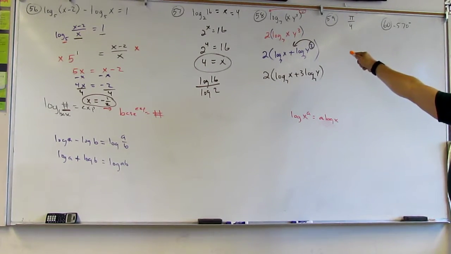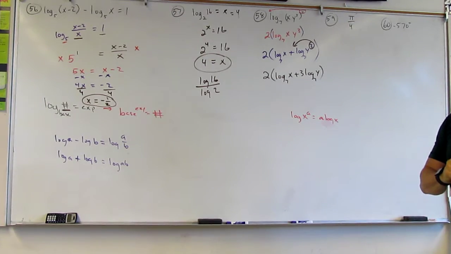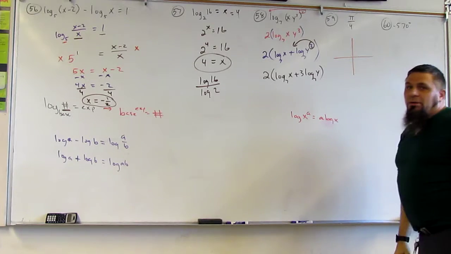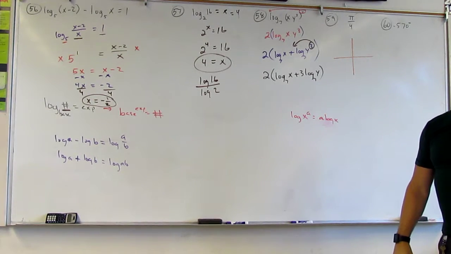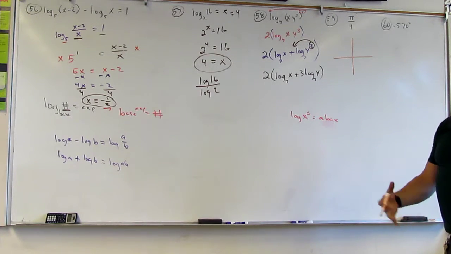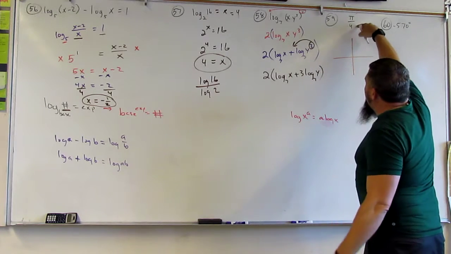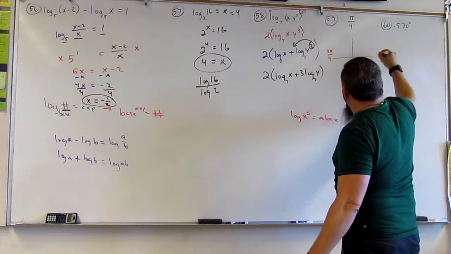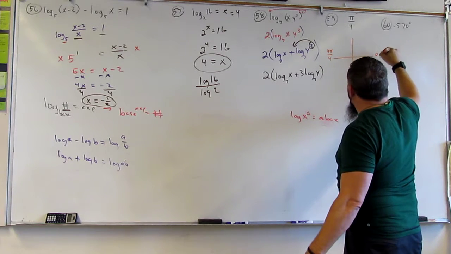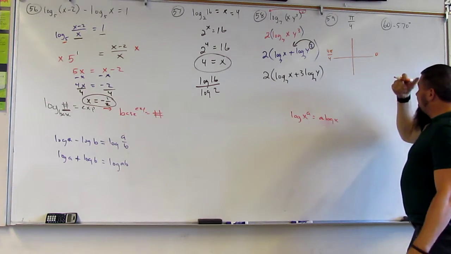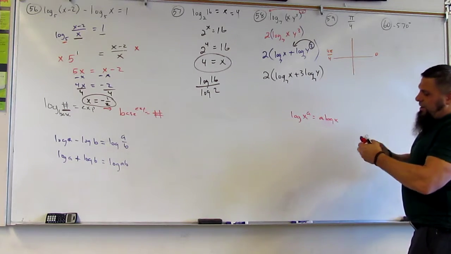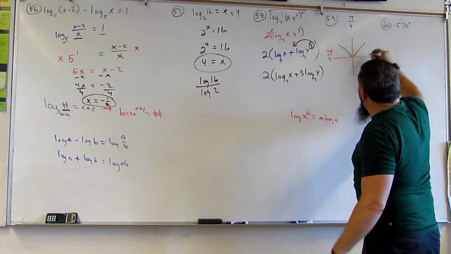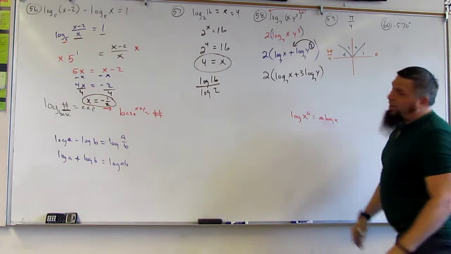I've got to change this to degrees. If I understand these, it's saying 4 pi over 4, and this is 0, right? That means that there's going to be 4 of these. Well, right now there's 2. So I could go, boom, that would be 4. 1, 2, 3, 4, right?